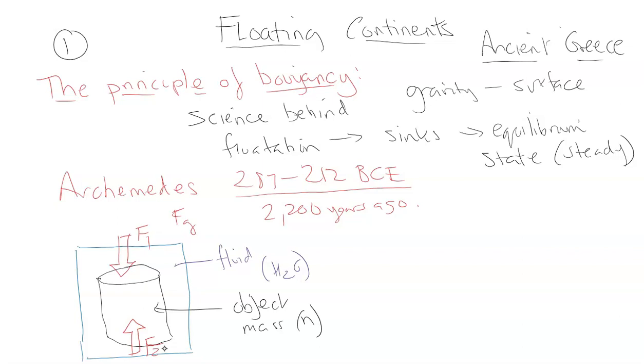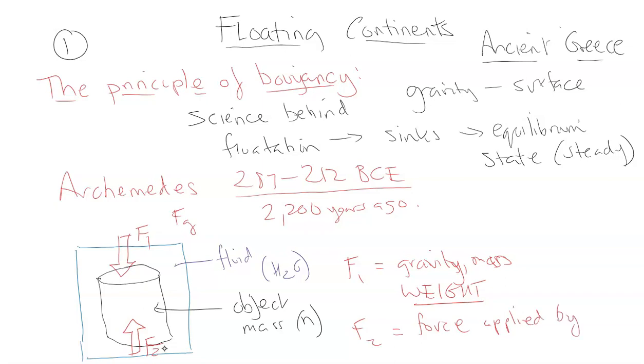So F1 is obviously gravity and the mass, so F1 would be gravity acting upon the mass of the object, and we call this weight. So the weight of the object. And then F2 is going to be the force applied by the actual fluid itself, the fluid strength, the fluid force. And this is an upward force acting against the F1 force, the weight.